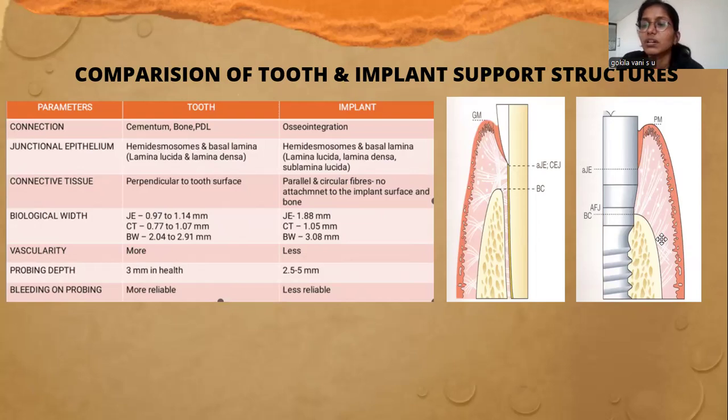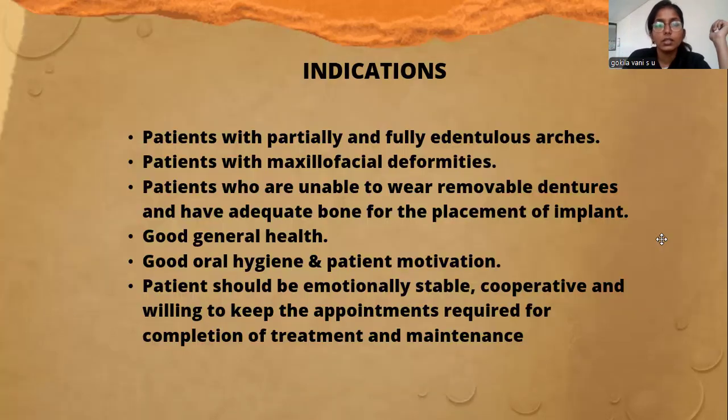Vascularity, as you all know, the natural tooth is highly vascular because of the periodontal ligament and the nerve and vessels entering the pulp, so it is highly vascular compared to the implant. Probing depth is 2 to 3 mm in natural teeth, whereas around an implant it is slightly higher, with a range of 2.5 to 5 mm. Bleeding on probing is a more reliable indicator for a risk of periodontal breakdown or gingivitis in a tooth, whereas it is not that reliable in an implant.